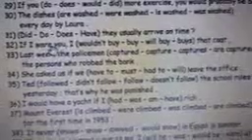Number 31, do they usually arrive on time? Here you have the keyword usually, so you say, do they usually arrive on time? Number 32, if I were you, I wouldn't buy that coat. As we mentioned, if I were you, we use it to give advice. So here, if I were you, I wouldn't buy that coat.